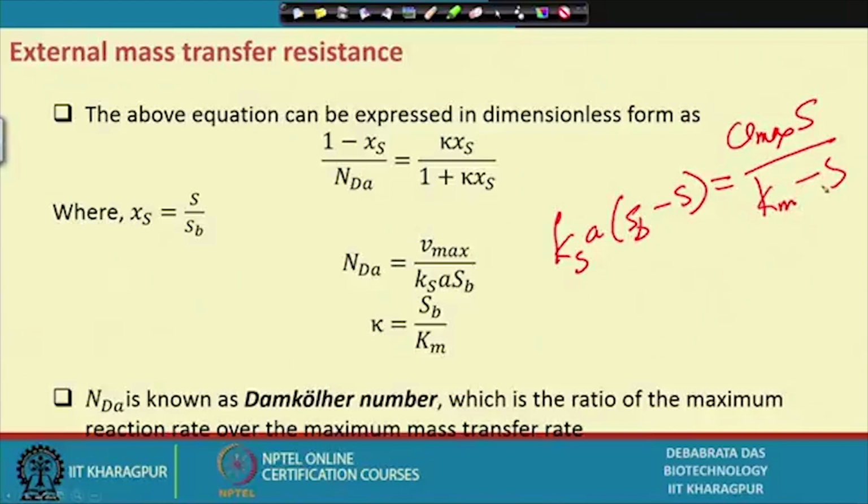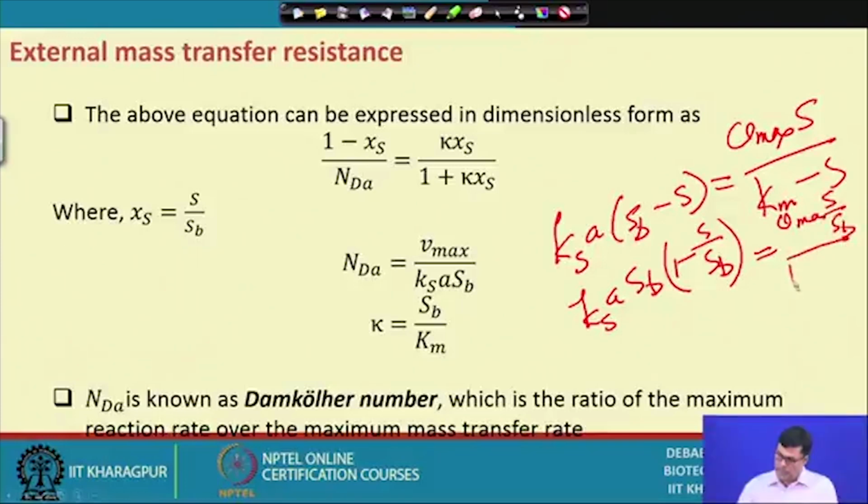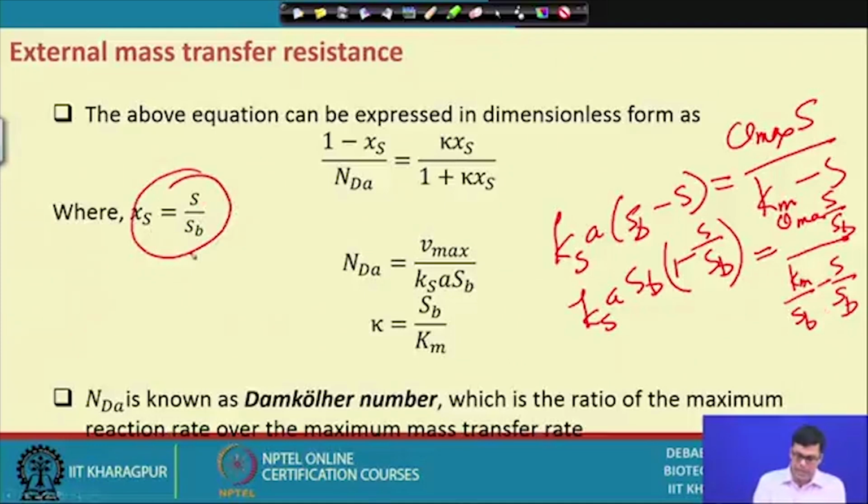Now, the interesting thing is that suppose Ks A and Sb you can take common, then the left side will be (1 minus S by Sb). Am I right? Now, if you divide the right side by Sb, then we can write Vmax times S by Sb divided by (Km by Sb plus S by Sb). Can I write like this? Now, if we assume xs equals S by Sb, then what can I write?